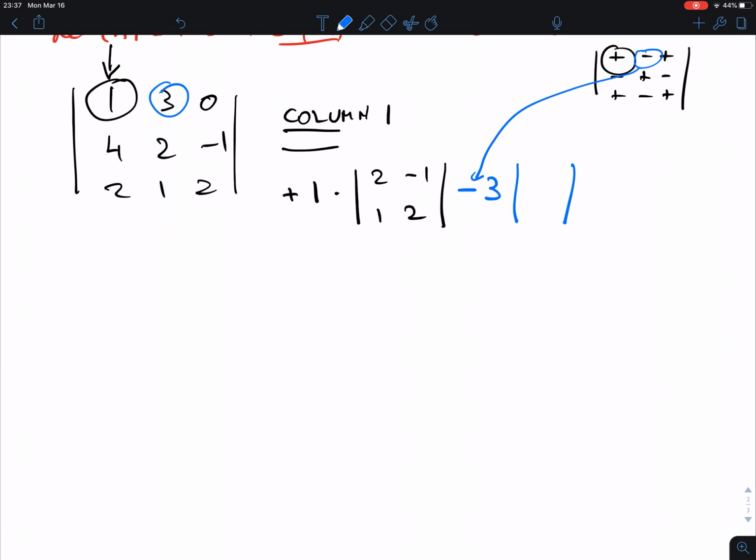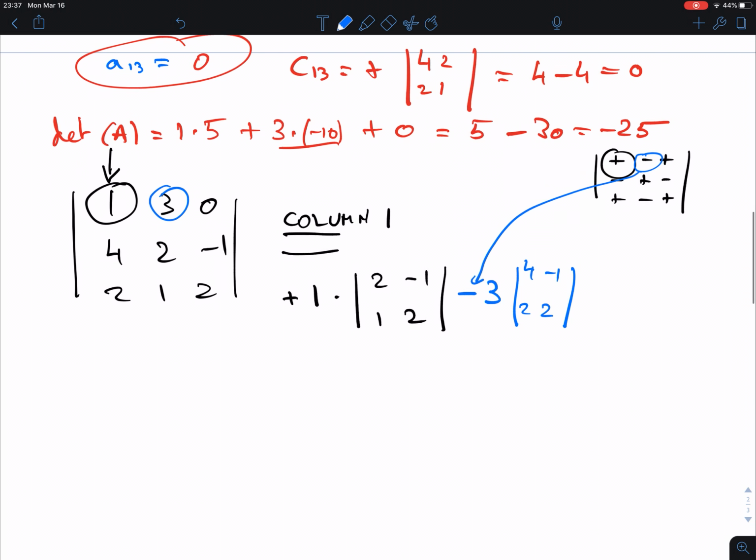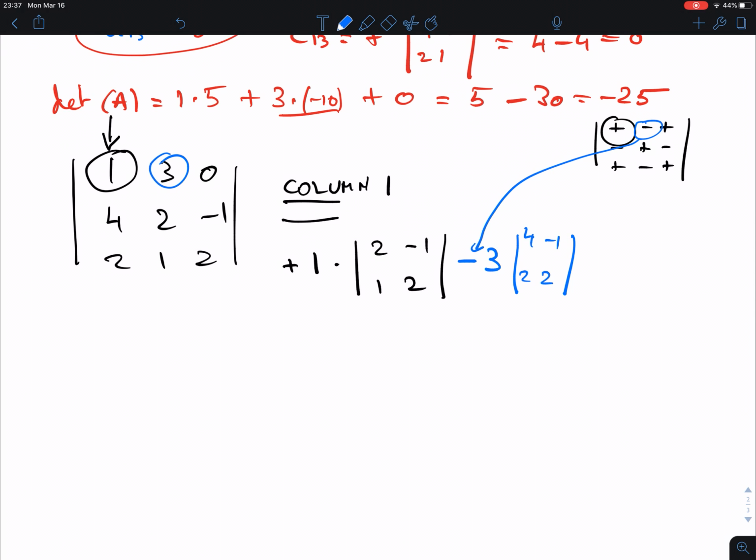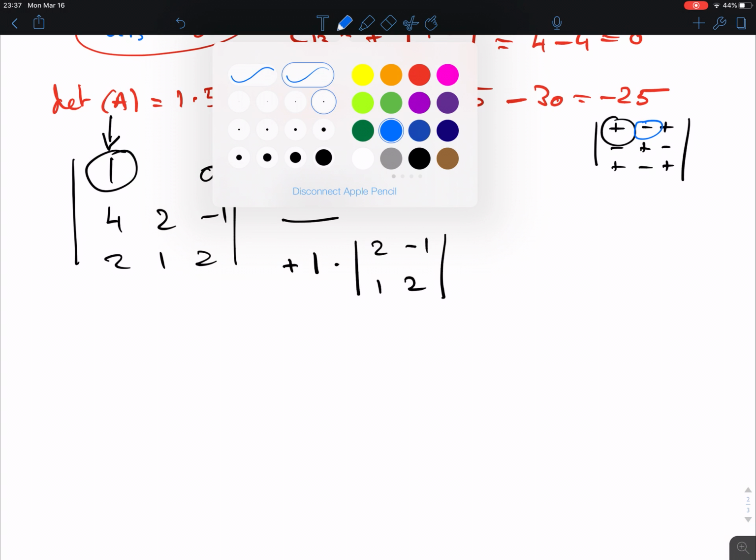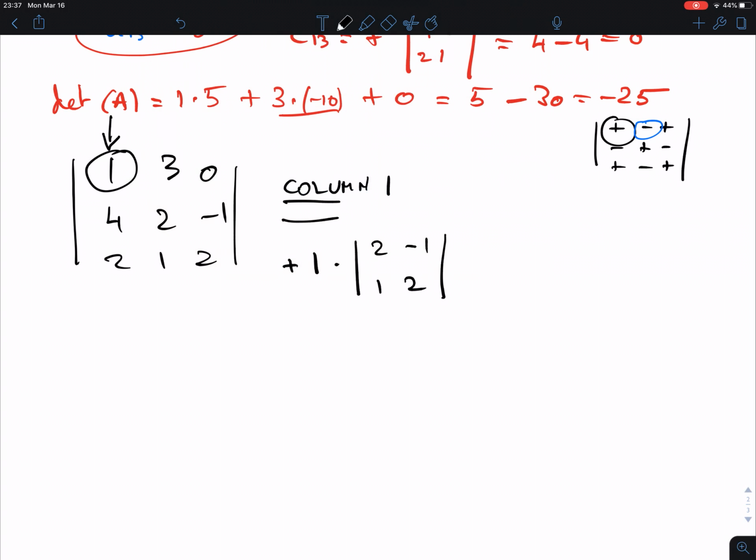4 minus 1, 2, 2. Okay, we'll work this out later, but that's the rest of the formula. Oh, I said column 1, I'm doing row 1. Guys, you didn't see this. So let's erase this, right? This is not what we want. We're not doing this. I recognized that I've done this already. It's column 1, so I went to the wrong element. I have to go to the next element in the column, this element.